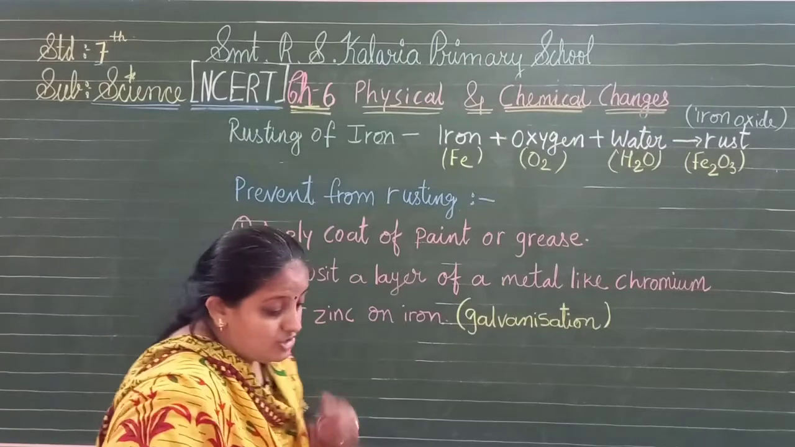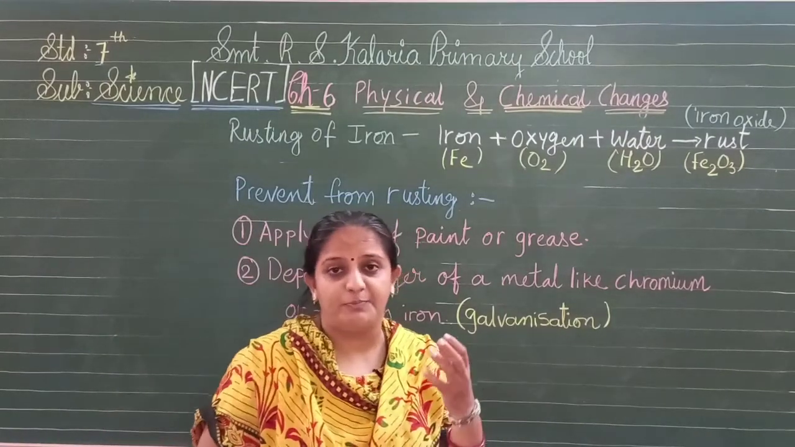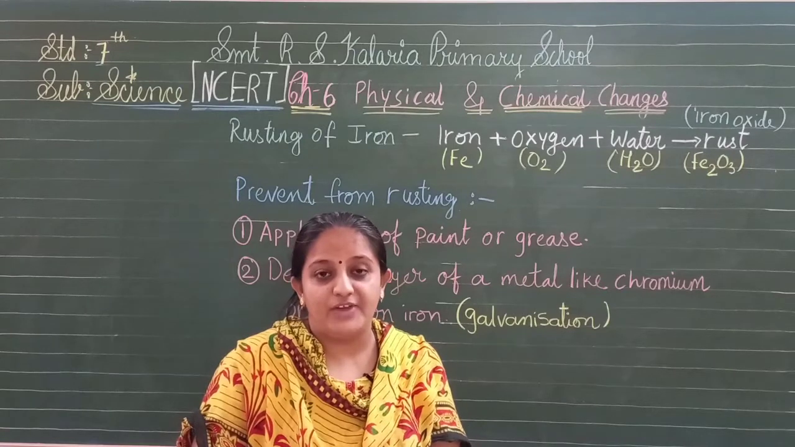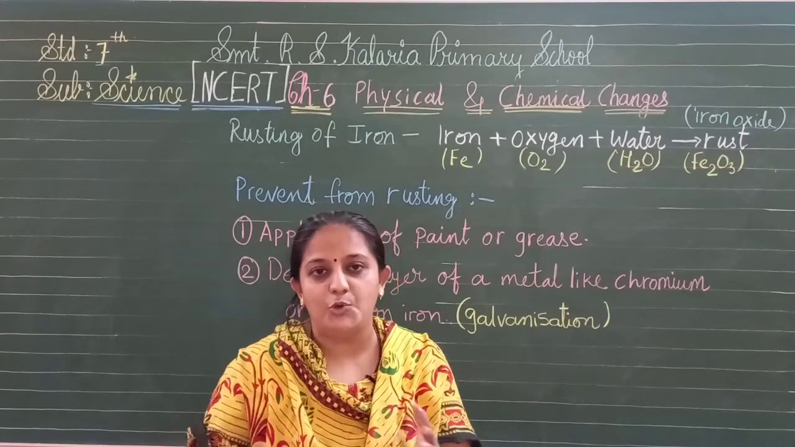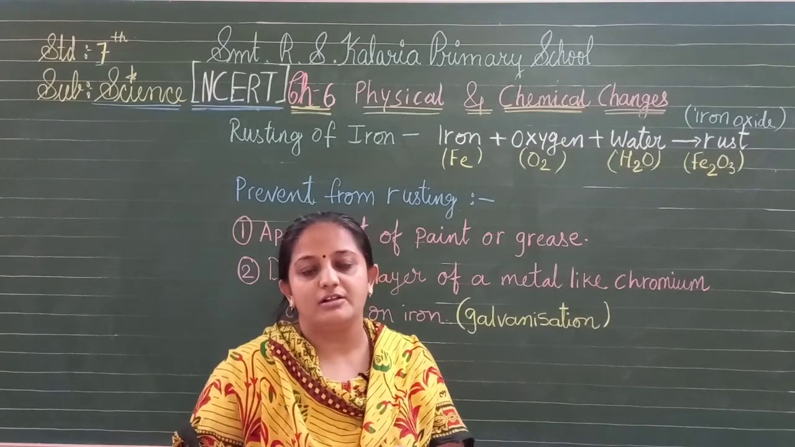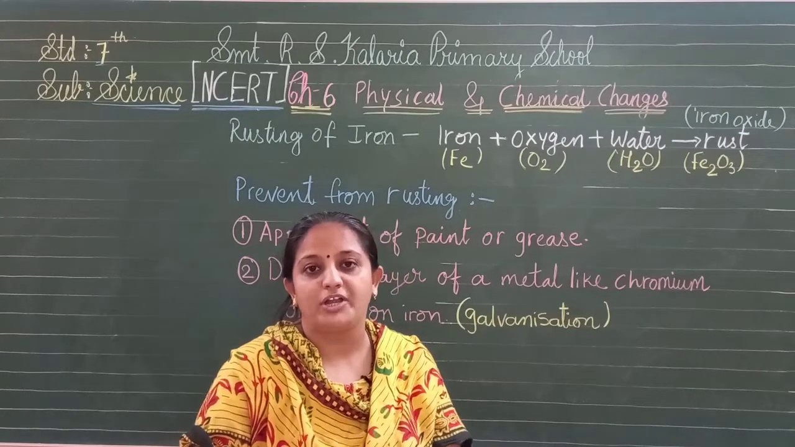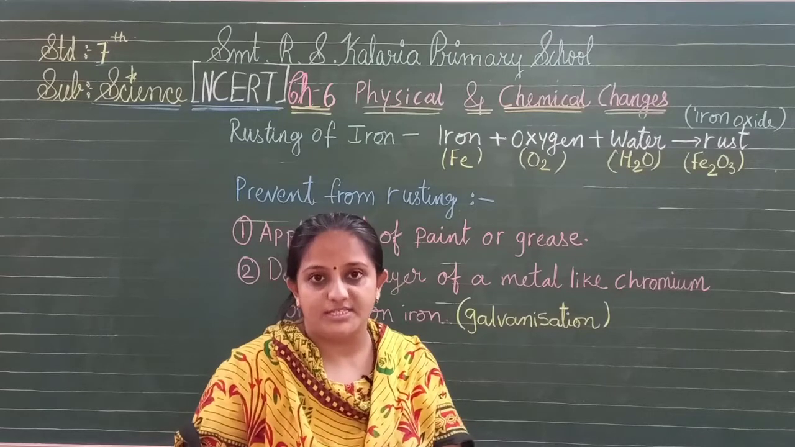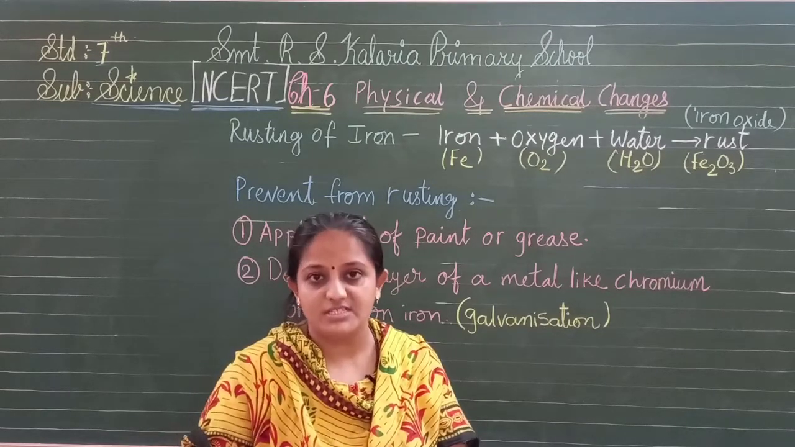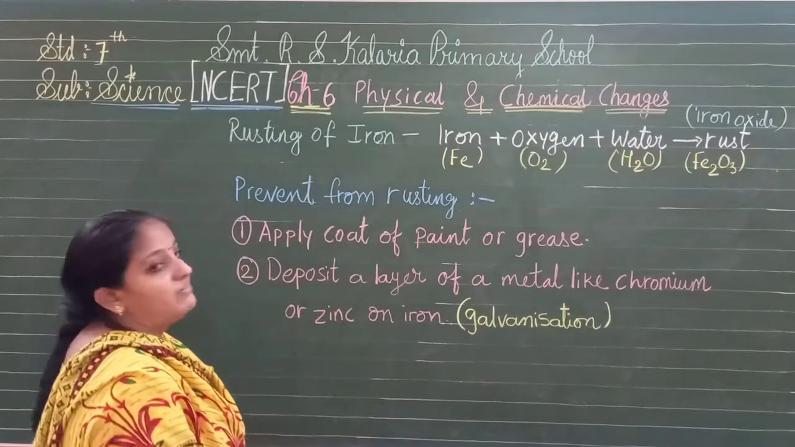Now what are the precautions, what are the ways to prevent rusting? Because sheets are made of iron, they are affected by water continuously and get rusted fast, isn't it? Various other articles, if kept open or in contact with air and water, rust fast. So how do we prevent rusting? Here are the two methods given in the textbook.